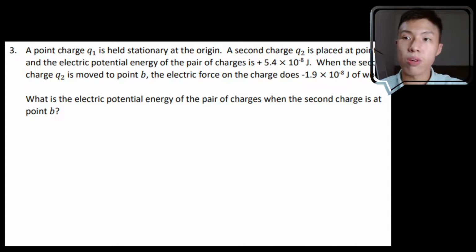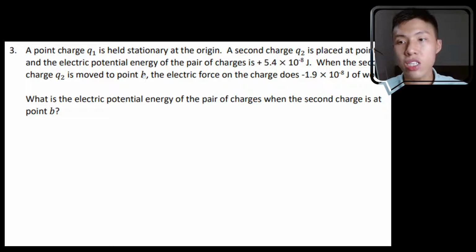Let's try to solve this problem here. So you have a point charge Q1 which is held stationary at the origin, and you have a second charge which is named Q2 which is placed at point A, and the electric potential energy of the pair of charges is positive 5.4 times 10 to the power negative 8 joule.